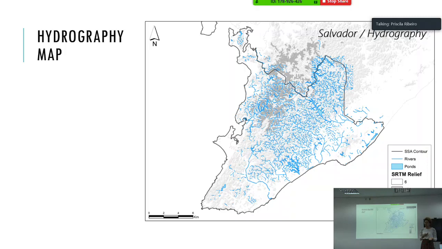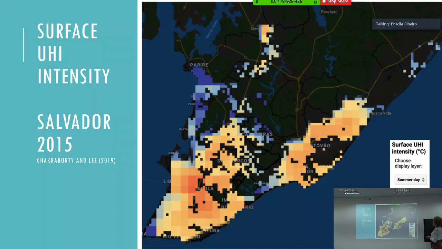So here's just an example of this surface heat island intensity in Salvador. This is a very small 1 by 1 kilometer grid. And here we can see that the temperature is not evenly distributed at all. Here it's summer days, but you can see that this area of the city is much hotter compared to the outside of the city than this area, for example. Although this area is higher, right? So the elevation here is similar, but the temperature is very different.